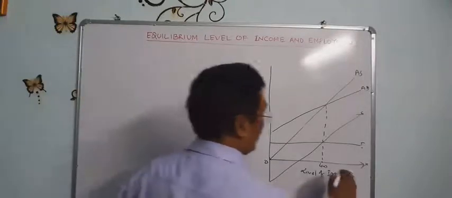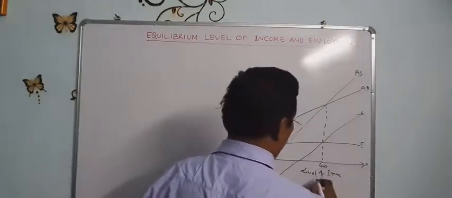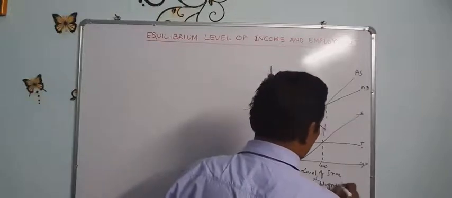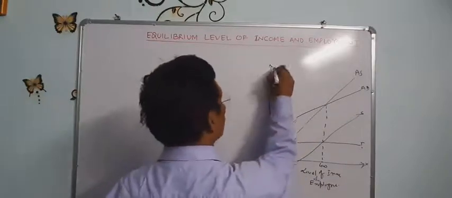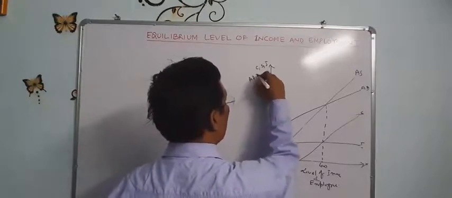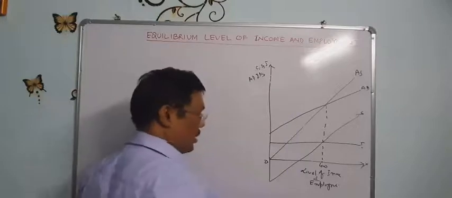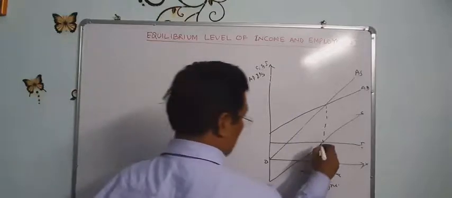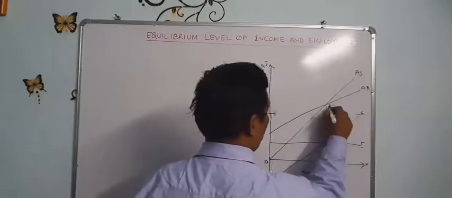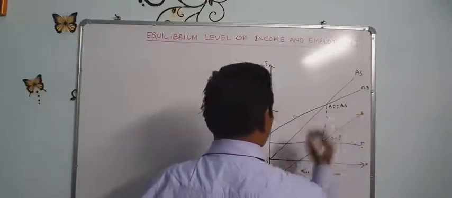So the x-axis is the level of income and employment, which I have already discussed, and the y-axis is consumption, saving and investment, or AD and AS, which we will discuss. This point is called saving equal to investment, and this point is called AD equal to AS.